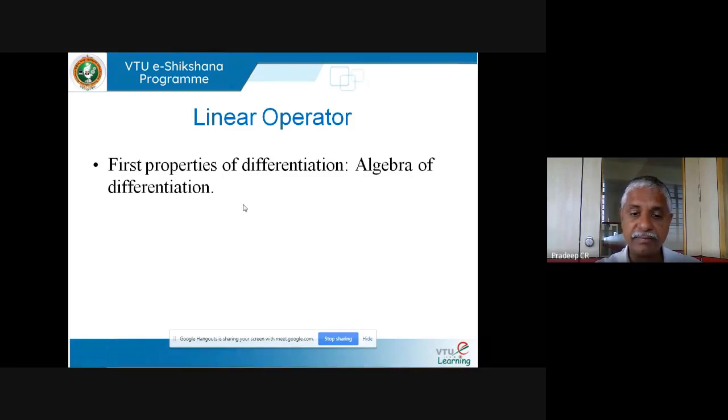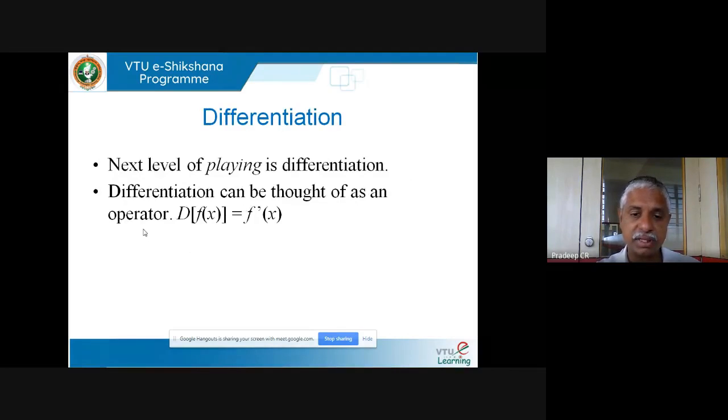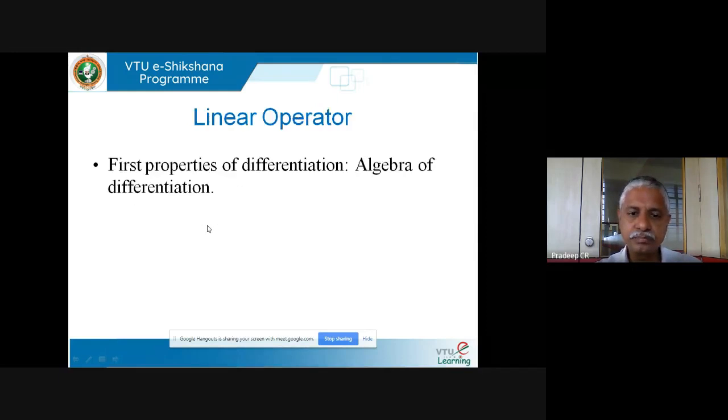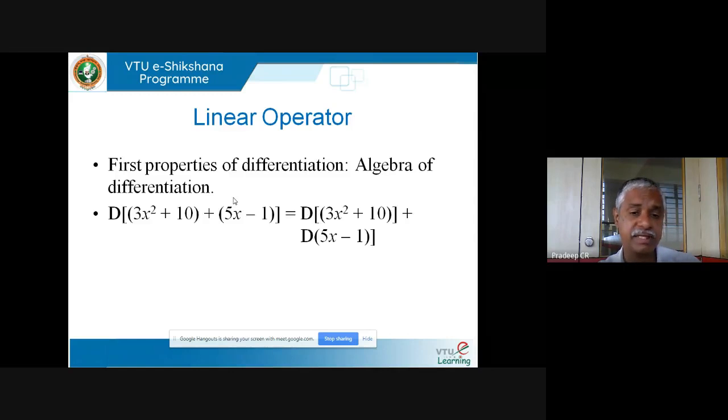And this is the notation I use, and please get used to this notation. Capital D of f of x is f dash x. This is a way of coming from one function to another function. And what are the properties we learned in all this? The first property of differentiation is the algebra of differentiation, which is essentially this.